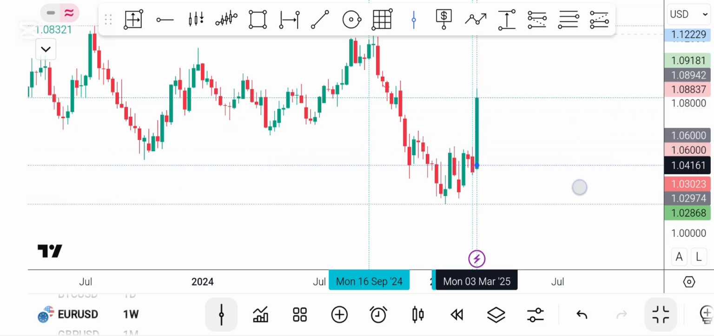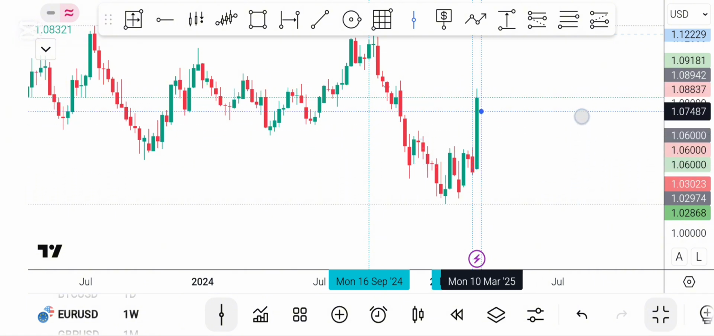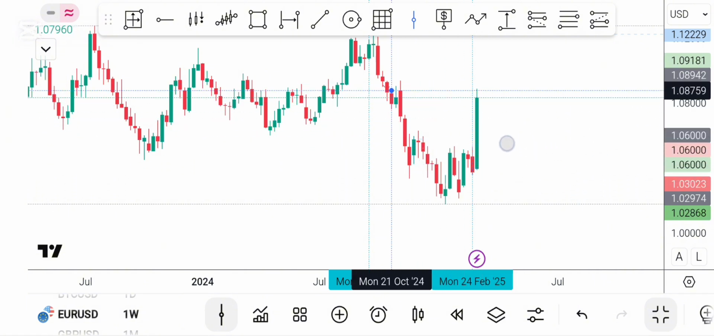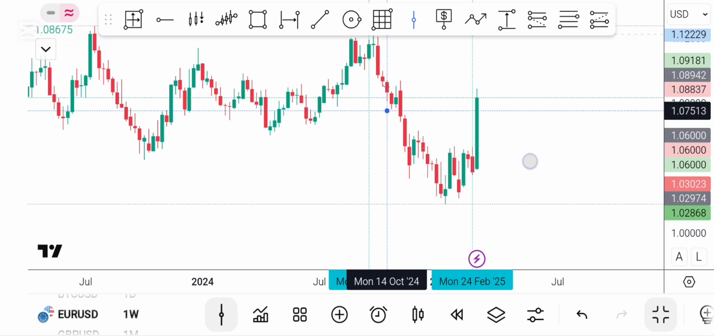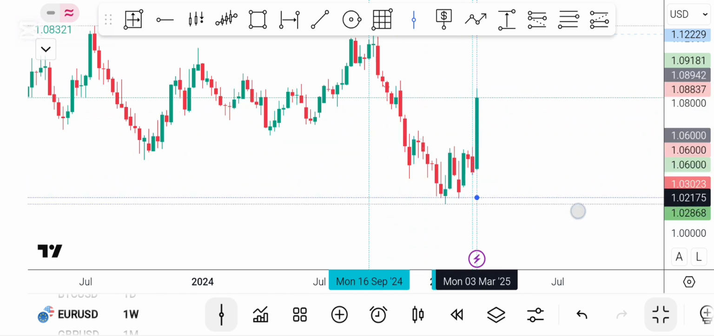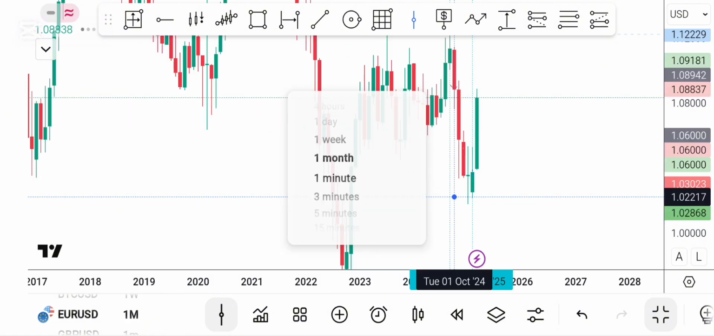Now, we saw expansive moves in the market last week, reaching out for key PD arrays here in premium. But the question is, why did the market move away from here? So we are going to go straight to the monthly time frame, and I'm going to show you something.